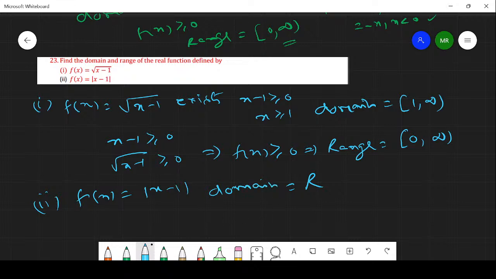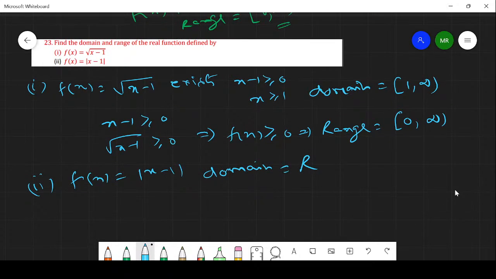Coming to the range. What is the range now? You can observe in this problem, mod x minus 1 I have taken here. Correct? Domain is equal to R. Any number I can substitute. No restriction here. Correct. Now coming to the range.